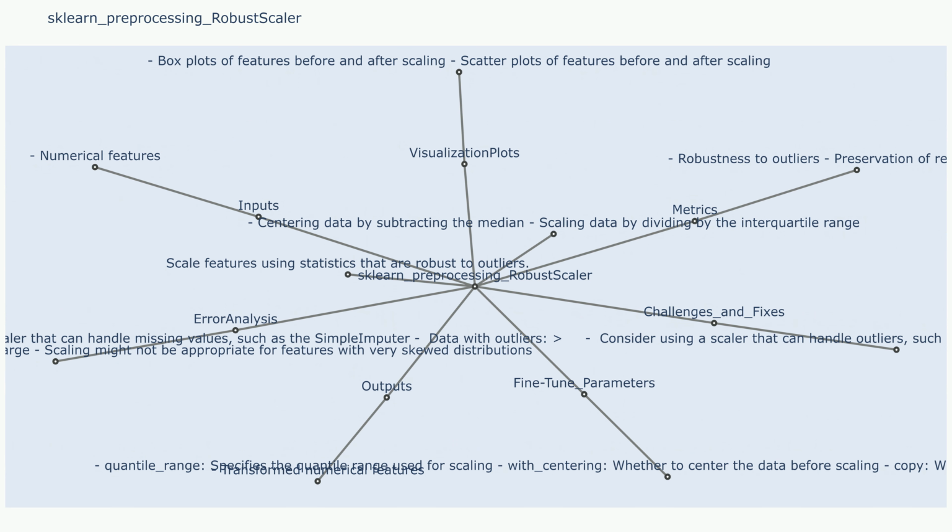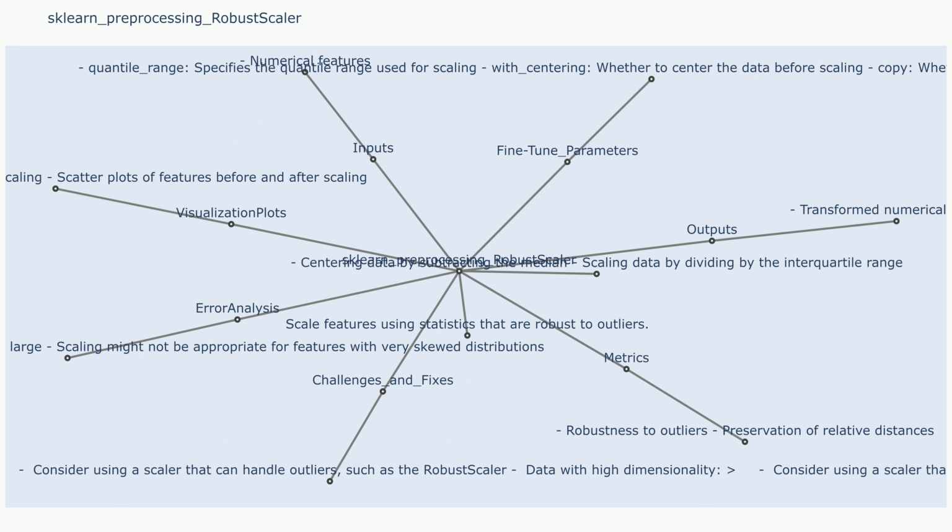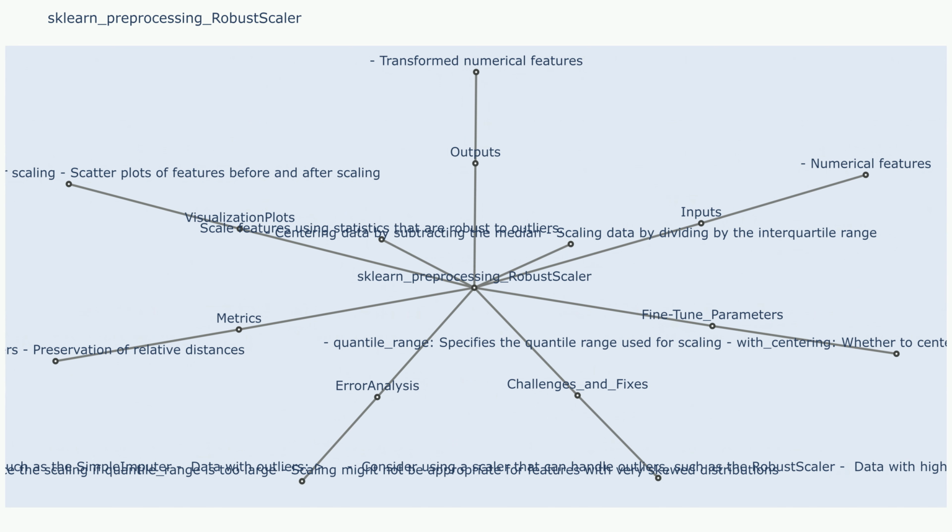Visualization plots. Box plots visualize the distribution of the data before and after scaling, to assess the impact of the transformation. Scatter plots plot the features against each other to check for any potential distortions introduced by the scaling.